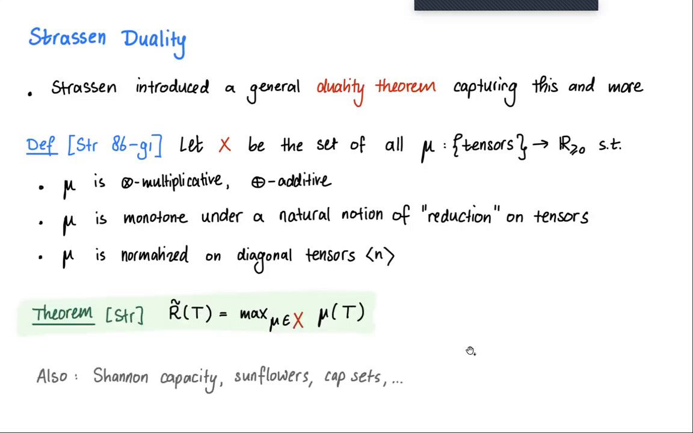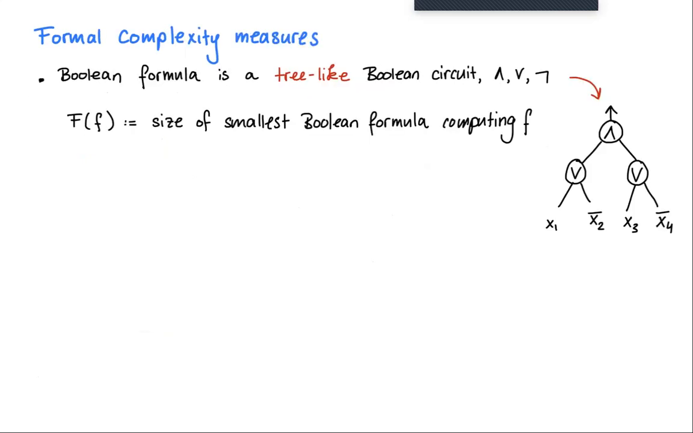And Strassen proves that this asymptotic rank that I just talked about, which also characterizes the matrix multiplication exponent, can be written as a maximization over all these mu applied to T. And this is a very powerful theorem with lots of implications. It's also very general. Its general version can be applied in lots of other settings, such as Shannon capacity, sunflowers, and cap sets. So this is all interesting. It is all in the algebraic setting. Now I want to talk about the Boolean setting.